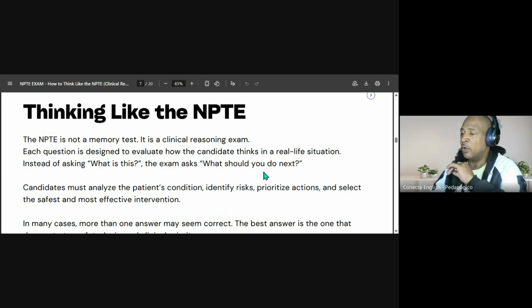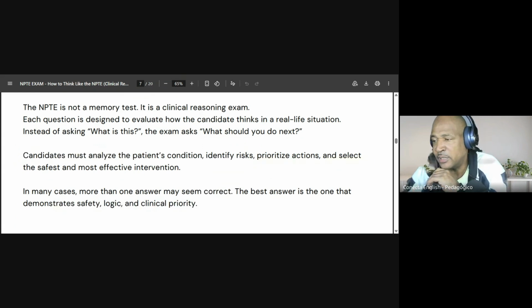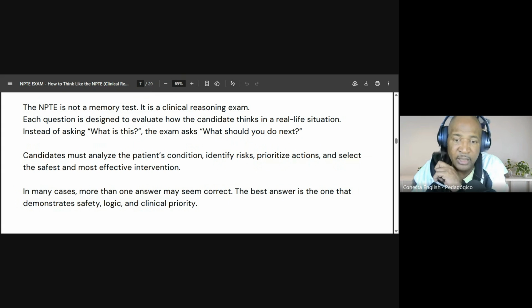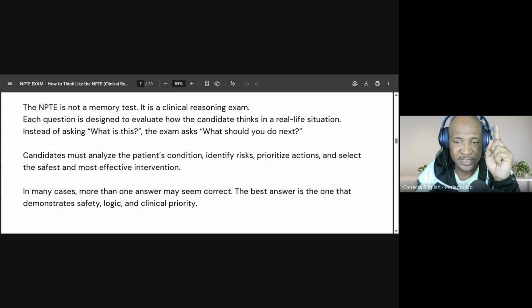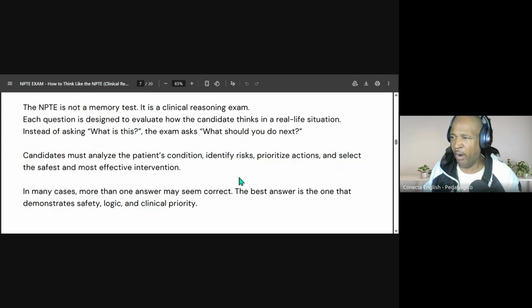All right. Now, in many cases, more than one answer may seem correct, but the best answer is the one that demonstrates safety. It's not the prettiest answer. Think logic. It's not the prettiest answer. It's the best answer. And the best answer demonstrates safety, logic, and clinical priority.